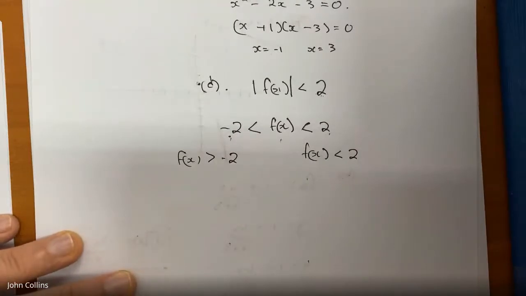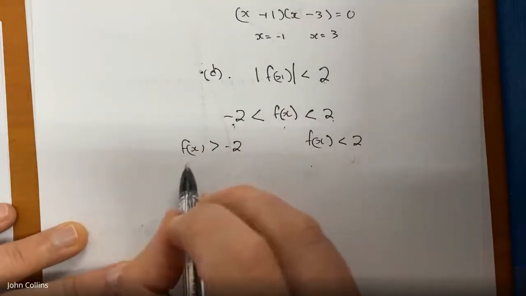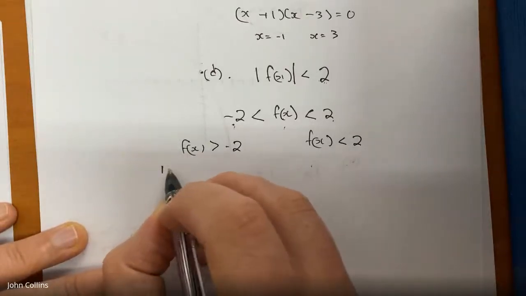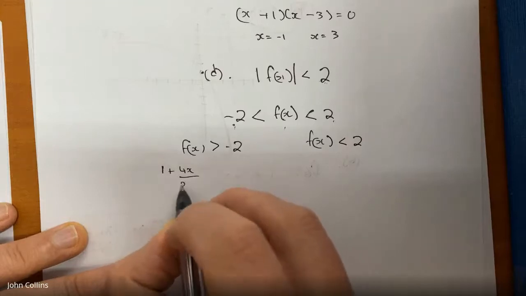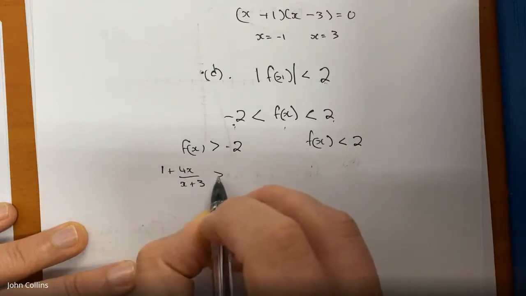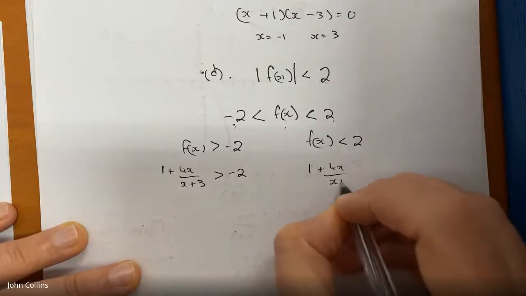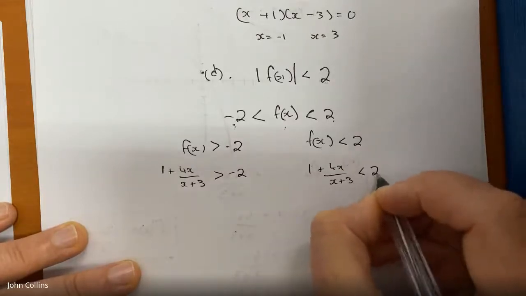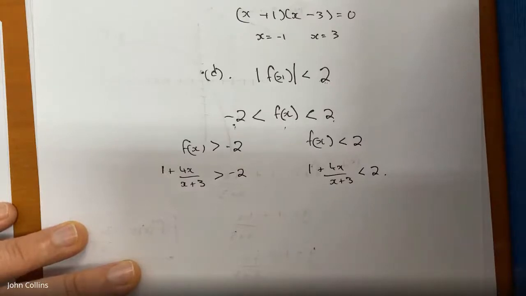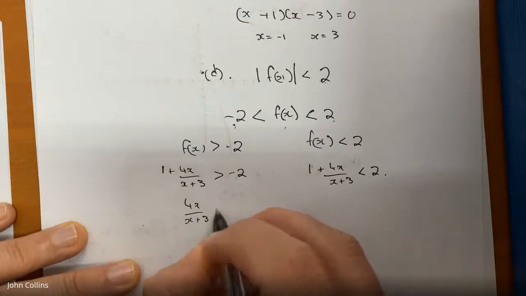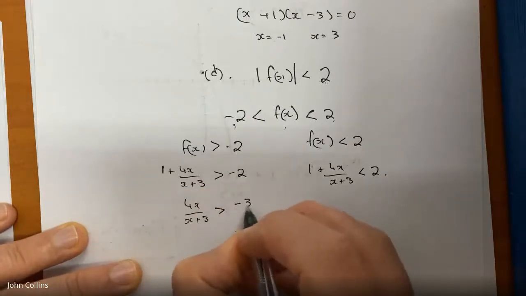We find a set of values. So solving that, I know the f of x function is still 1 plus 4x plus 3. That's greater than minus 2 here, and 1 plus 4x plus 3 is less than 2. So do it twice. This one, I get 4x plus 3 less than minus 3.